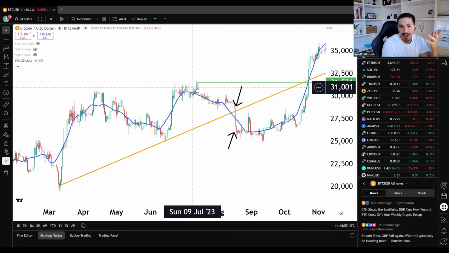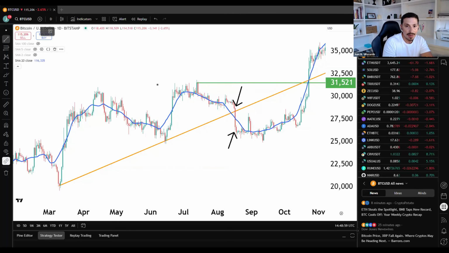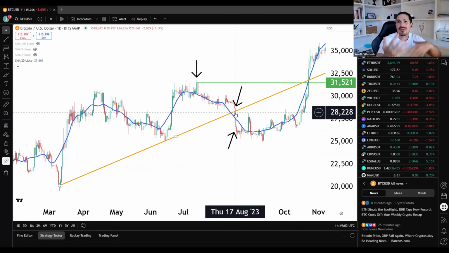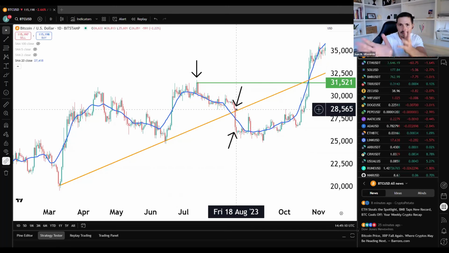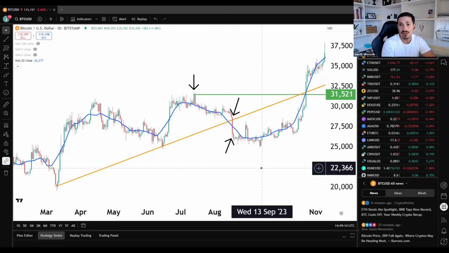And admittedly, the correction did start on July 13th. So July 13th, just like now, we're having a top, then a crossing of the trend line here, which confirms that this is not just your average correction. It's going to last a while. That's what it tells you. And then what follows is this very long consolidation phase. So that's 2023.